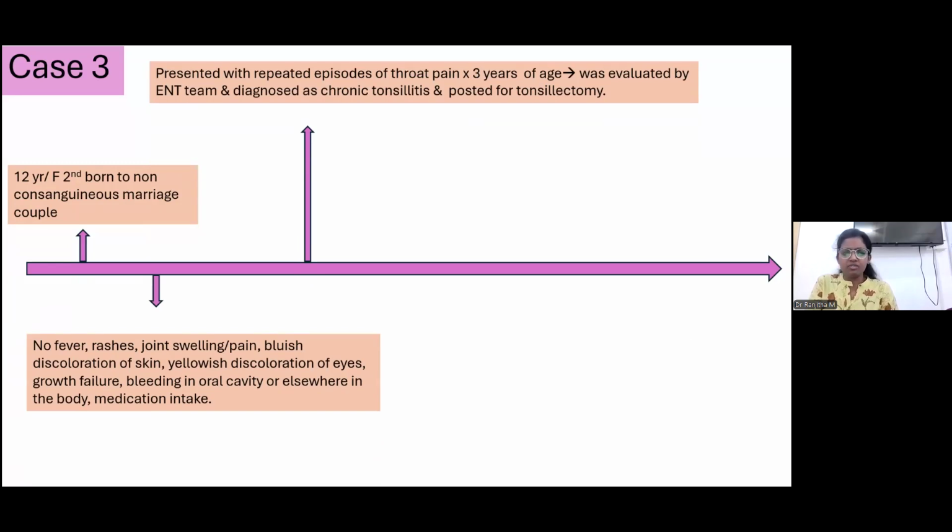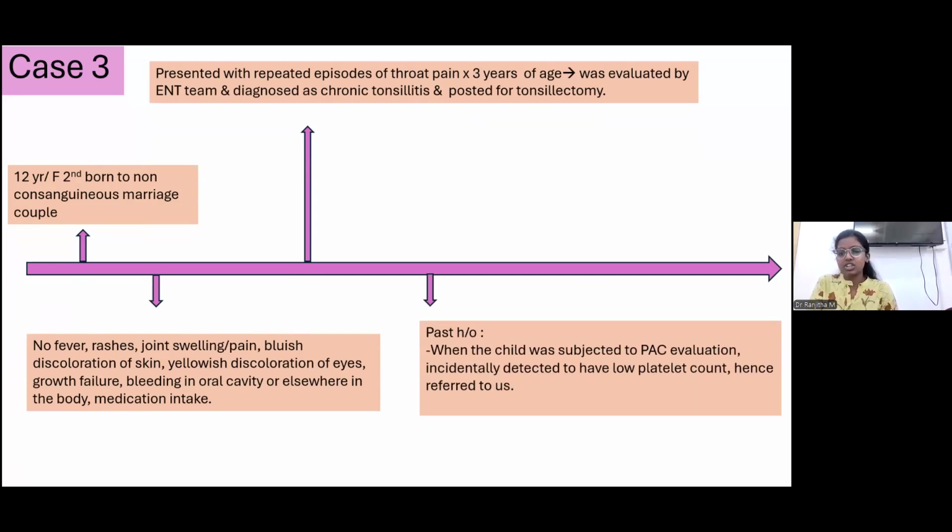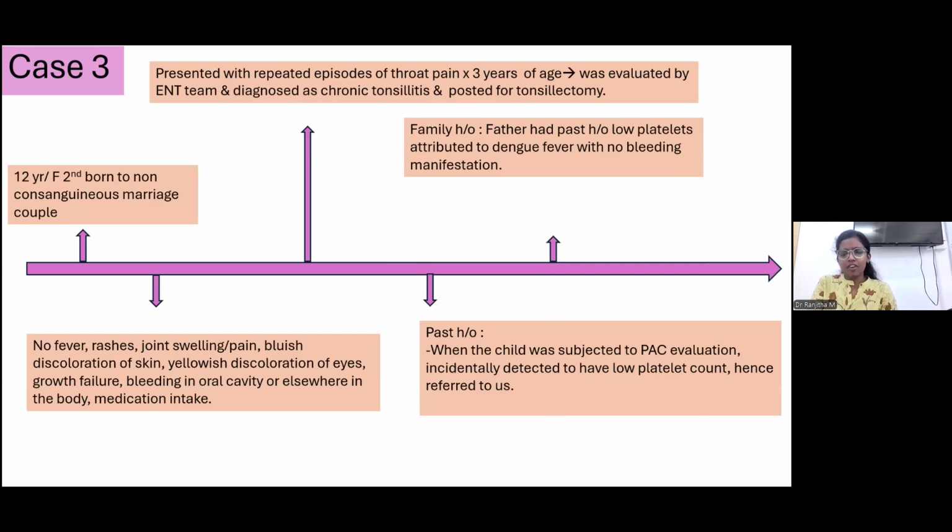There was no history of fever, rash, joint pain or swelling, bluish discoloration of eyes, yellowish discoloration of eyes, growth failure, or bleeding in the oral cavity or elsewhere in the body. No history of any medication intake. Past history: when the child was subjected to pre-anesthetic evaluation for tonsillectomy, she was incidentally detected to have a low platelet count, hence was referred to us for evaluation and management. Family history-wise, the father has a past history of low platelets, which was attributed to dengue fever with no bleeding manifestation.